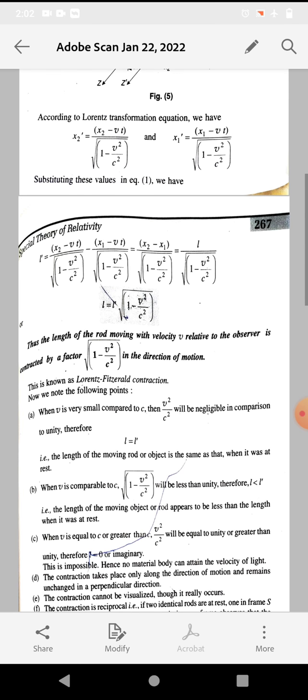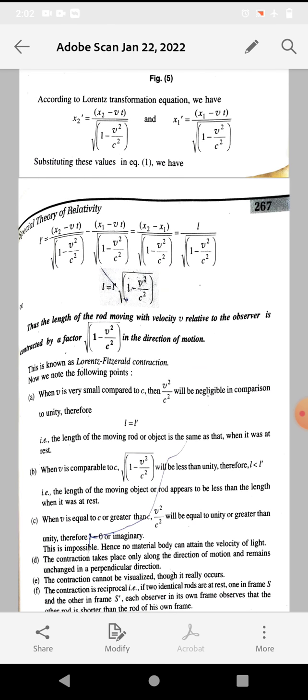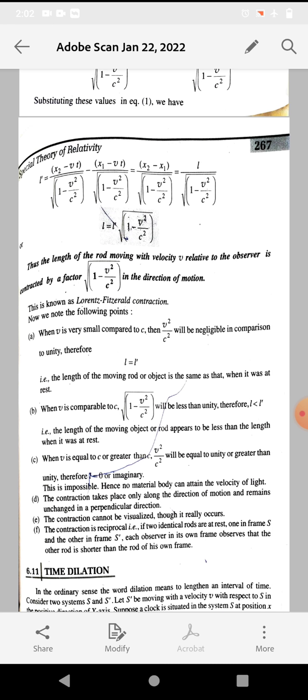So there are the conditions. When v is very small compared to c, the light velocity, v square by c square will be negligible. Simply we substitute negligible, that means 1. So root 1 is 1, so L is equal to L dash. So the length of a moving rod or object is the same at rest or in motion.